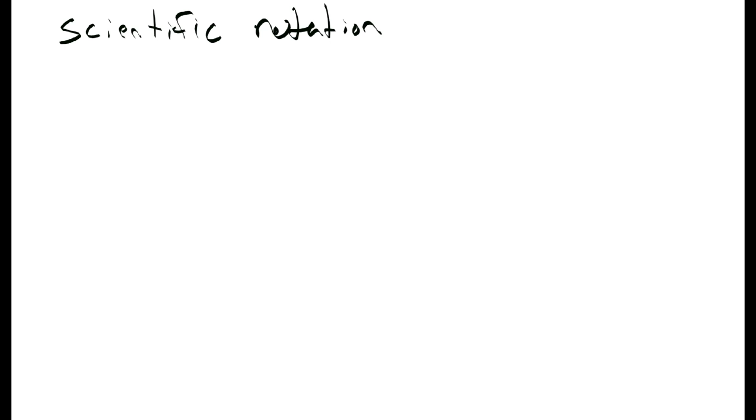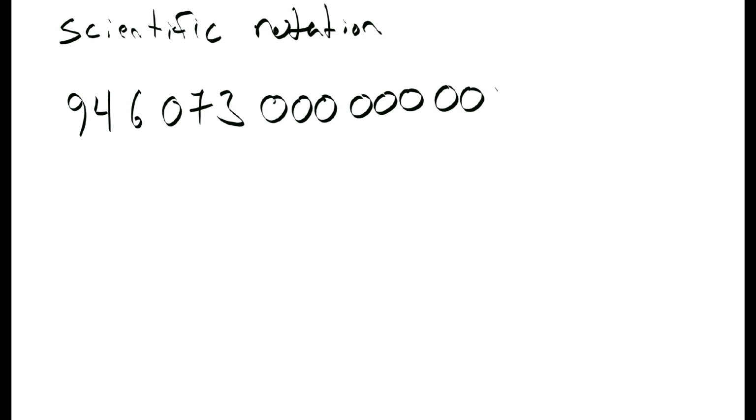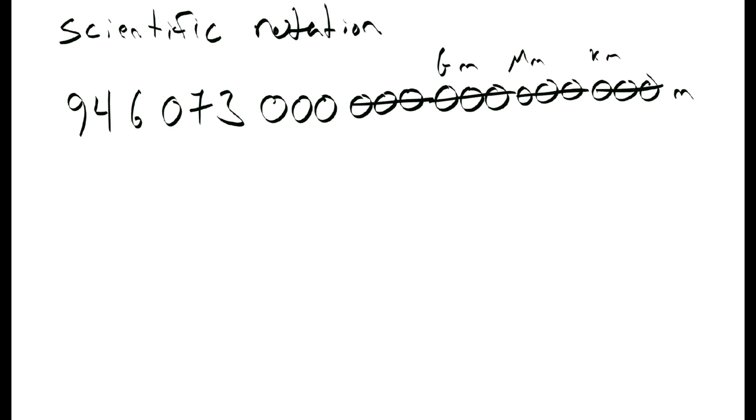So let's look at the diameter of the galaxy again. 9, 4, 6, 0, 7, 3, 1, 2, 3, 4, 5, 6, 7, 8, 9, 10, 11, 12, 13, 14, 15 meters. Now it is possible to deal with this using the prefixes. So you get rid of this and you have kilometers, get rid of these three, you have megameters. Get rid of these three, you have gigameters, these three, and you have terameters, and then my knowledge of prefixes starts to run out. And that's pretty much why we don't use prefixes for the extremes.